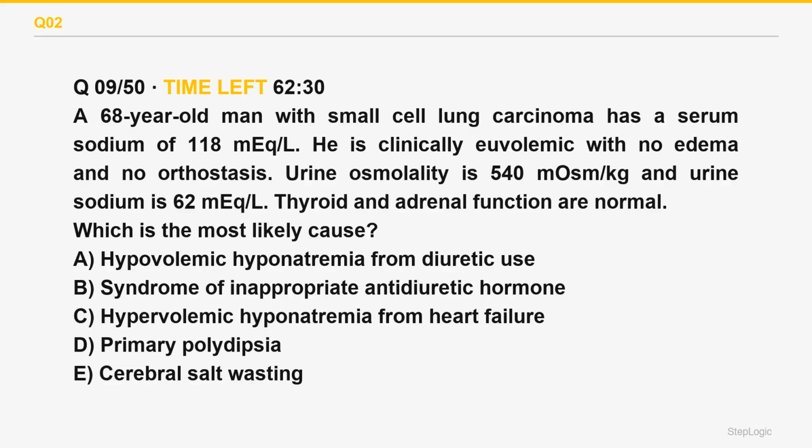Which is the most likely cause? A 68-year-old man with small cell lung carcinoma has a serum sodium of 118 milliequivalents per liter. He is clinically euvolemic with no edema and no orthostasis. Urine osmolality is 540 milliosmoles per kilogram, and urine sodium is 62 milliequivalents per liter. Thyroid and adrenal function are normal. Read the command: the cause of the hyponatremia. Volume status is the first branch point in every hyponatremia, and this patient is explicitly euvolemic.